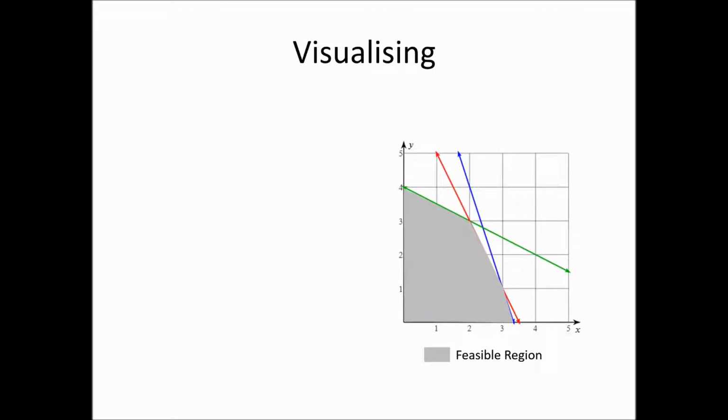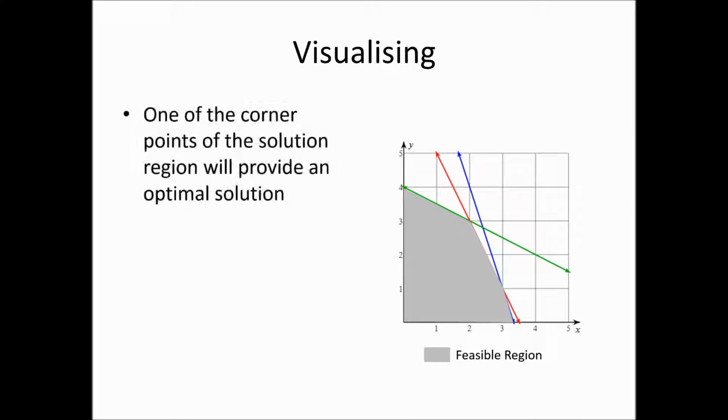So to visualize this, this is a problem that we looked at. This is a feasible region that we looked at in Lesson 3. So one of the corner points of this solution polygon here, this feasible region, will provide an optimal solution. So there's 1, 2, got to be careful, there's a third one here that's easy to miss, 4, and 5. So it's wherever two of the constraints intersect.